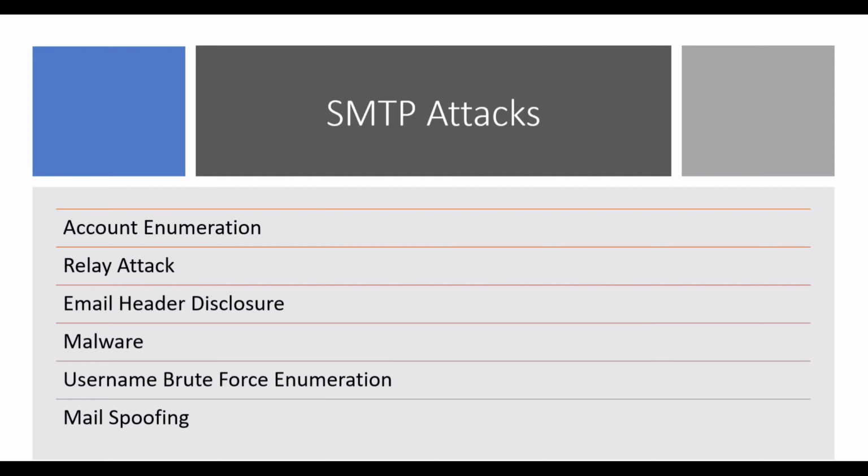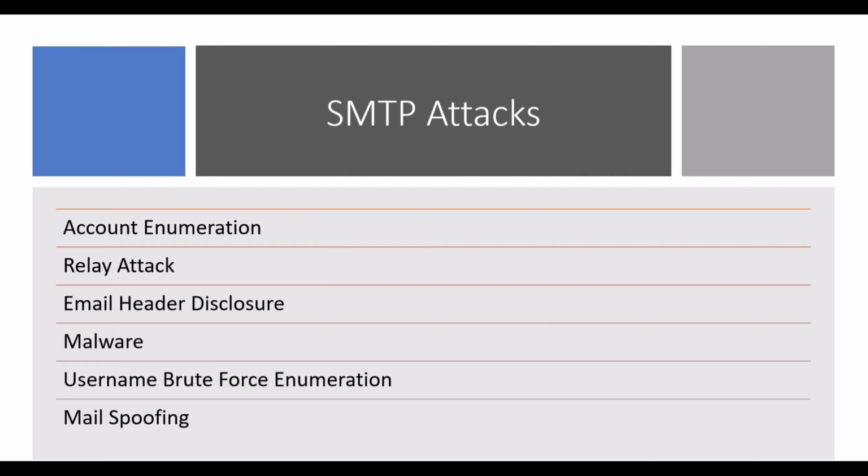There are different tools which are used to identify whether there is any open relay or not. Tools like MX Toolbox, header analysis, and SMTP tester. These are some of the tools. You can even search on Google and you will find a lot of tools for the relay attack.